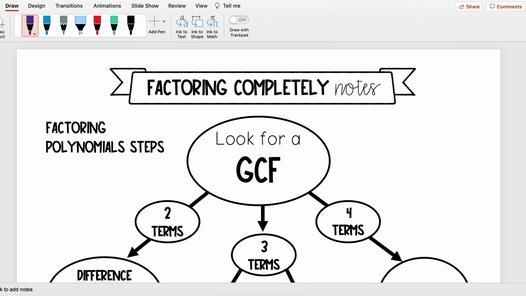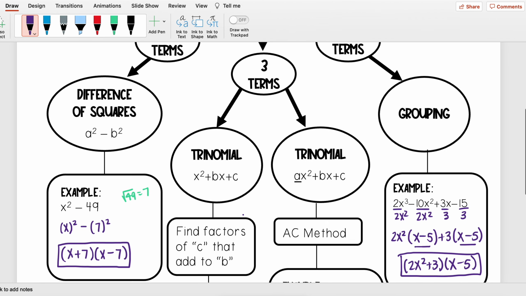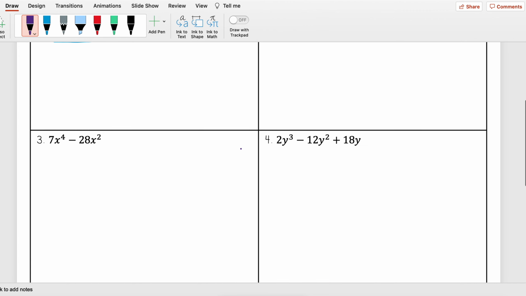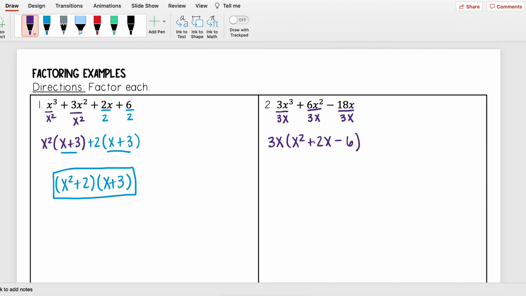And so looking back at that chart, 3 terms, it looks like this. Then I'm just going to be finding factors of c that add to b. So here my c value is -6. So I'm looking for 2 numbers that multiply to -6, but then add to 2. Since they're multiplying to -6 and adding to a +2, my smaller number needs to be negative and my bigger number needs to be positive.